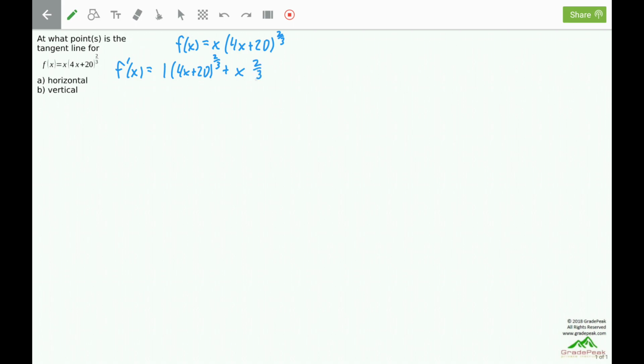Now overall that'll be a power rule. We'll bring the power down. We'll leave the inside alone. We'll subtract 1 from the power. I will call it 3/3. And then multiply by the derivative of the inside to complete the chain rule. The first term is 1 times, we don't need to write that, (4x plus 20) to the 2/3.